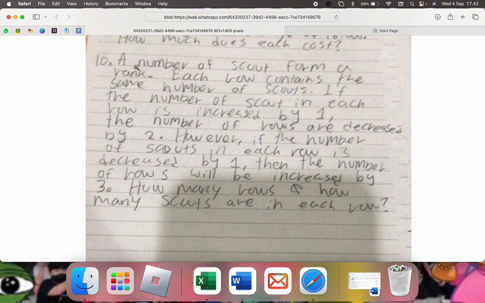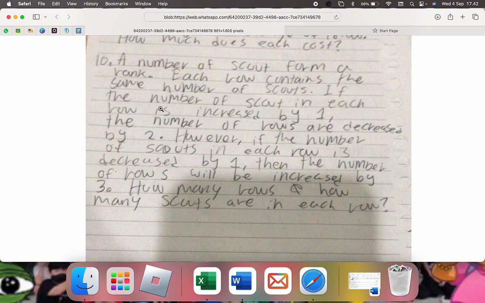So first of all, we know that a number of scouts form a rank, right? Long story short, if you are too dumb to know what a rank is, basically what they're trying to say here is it's a line. So it's basically made up of rows and columns of people. If you've joined scout activities before, you would probably know. So anyway, we know that the number of scouts for a rank, blah blah blah, not really important. Each row contains the same number of scouts. This is important to know because this is how we know that we can use the variables x and y.